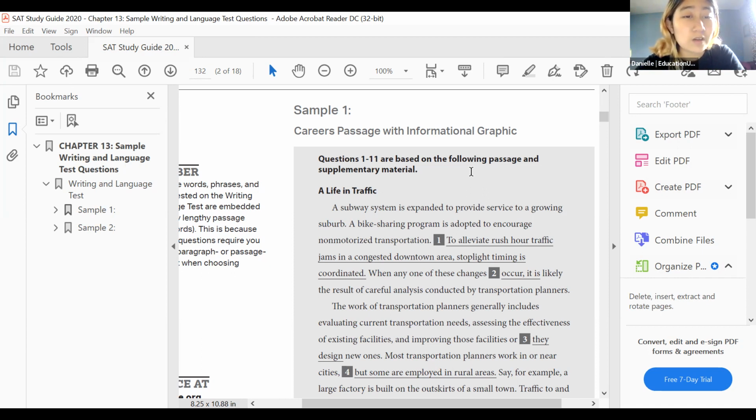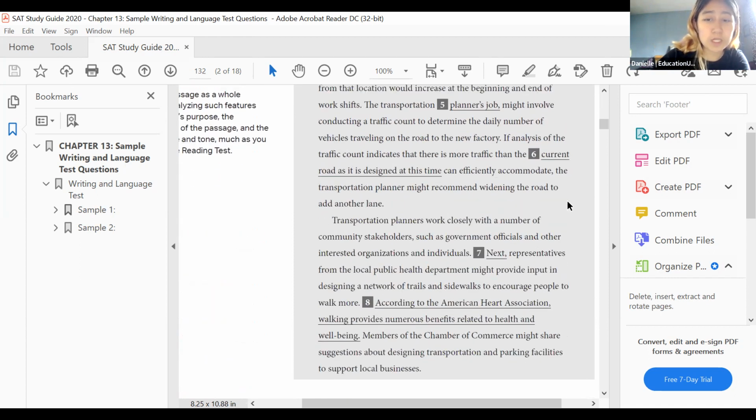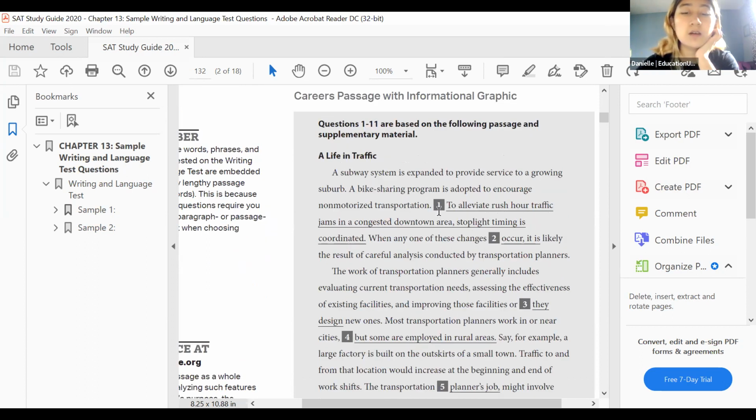I should specify you don't need to read the entire passage straight up, okay? We want to survey the questions. You're probably noticing these little doohickeys. What are these? These are numbers corresponding to questions. You will be asked specific questions about these underlined sections, specified by the number.